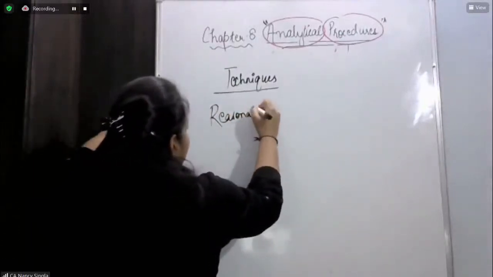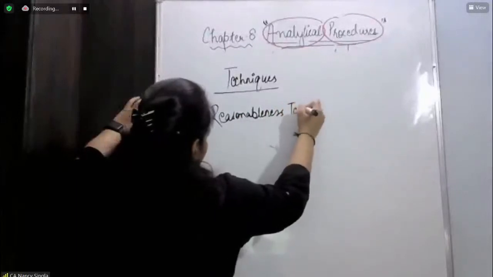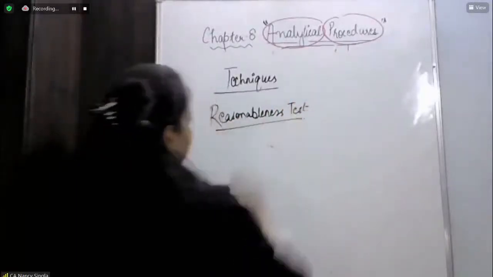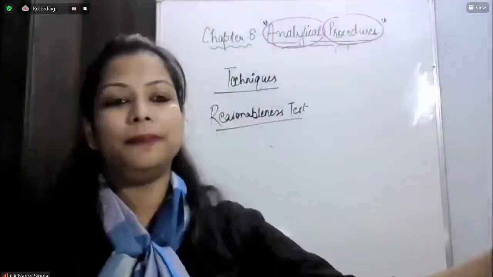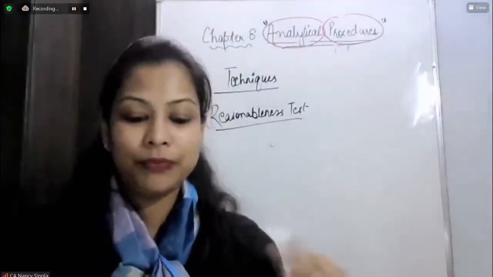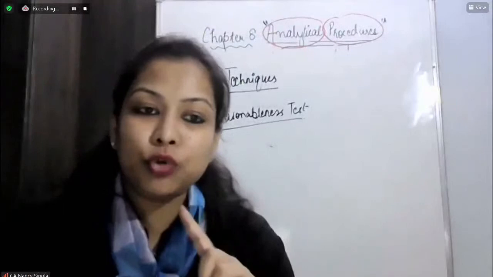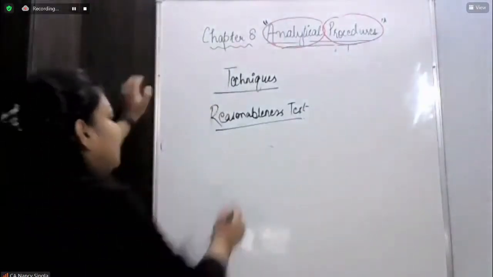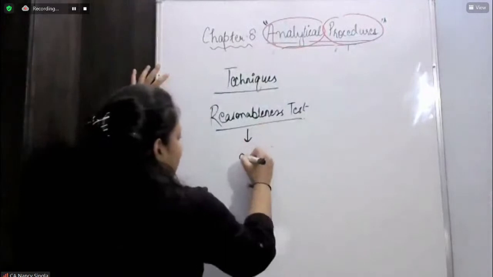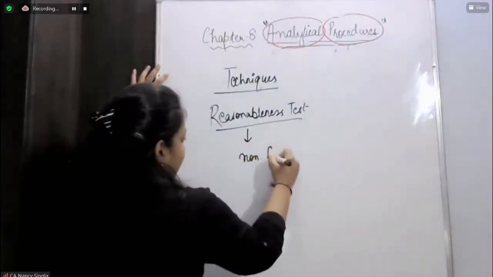Third is reasonableness test. See, what was trend analysis? There, though, I was using the last year data. But in reasonableness test, I am not using the last year data. So you might get a question that whether reasonableness test uses last year data? No. Then what is reasonableness test? Basically, reasonableness test uses non-financial data.